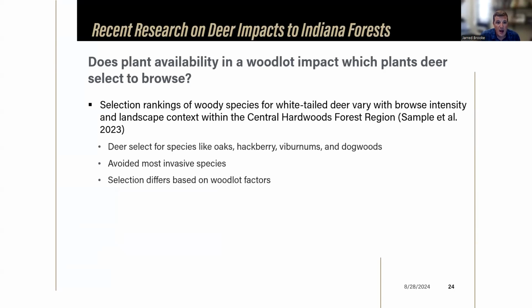So we also had other research that looked at how does plant availability in the woodlot impact deer browse? So we looked at selection rankings of woody species. So are some species selected versus avoided? And what we found was that deer really select for species like oaks, hackberry, viburnums, and dogwoods. They typically avoid most invasive species, and how they select species depends on woodland factors.